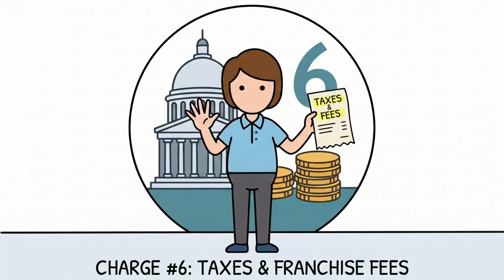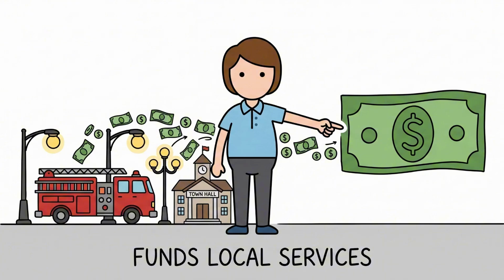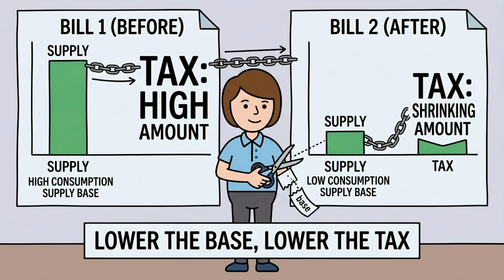Charge number 6 is taxes and franchise fees. Local governments, cities, and counties add these. They usually amount to 5 to 10% of your supply and delivery charges combined. The money funds street lighting, fire departments, and city administration. You cannot lower the tax rate directly, but here is a small opportunity.